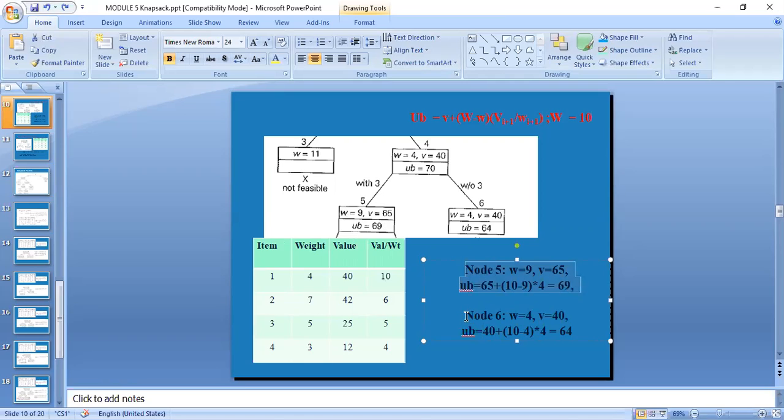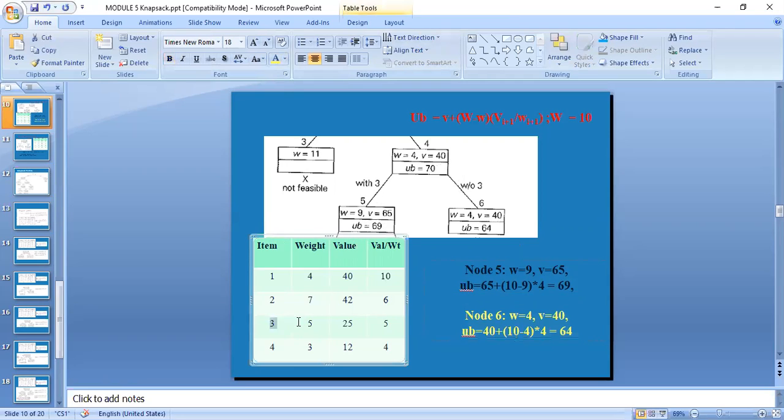Now that is over, so we will come to the next one. The next one, if you see, is without 3. Without 3 means you are not going to include item 3. So when you are not including item 3, what will be the weight? Weight is the parent node's weight, which is 4. Value is 40. The weight and value are retained as they are.